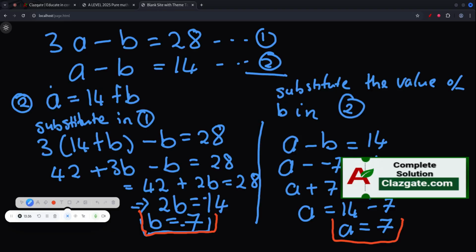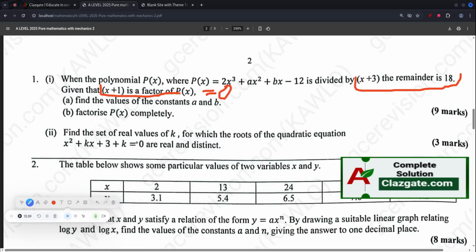Let's do question 2. What was question 2 saying? So I'm done with A. We say find the values of A and B. So A is equal to 7 and B is equal to negative 7. Good. And then for the B part, we have to factorize P of X completely.